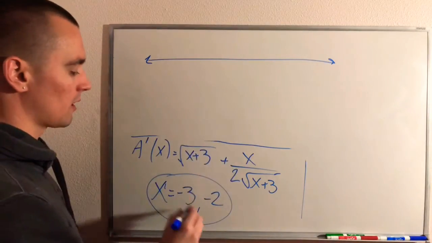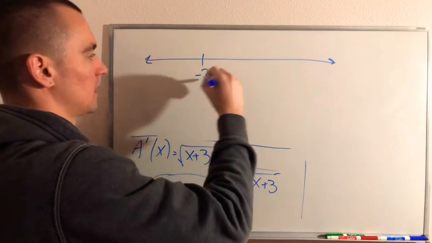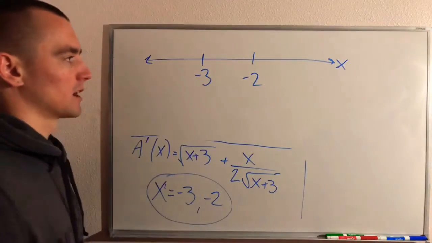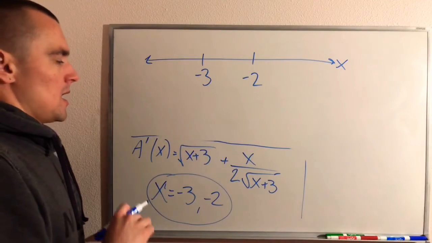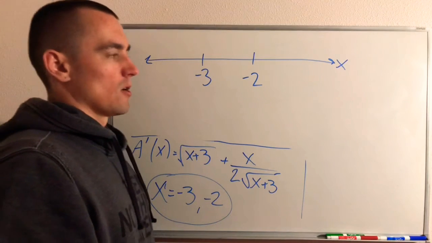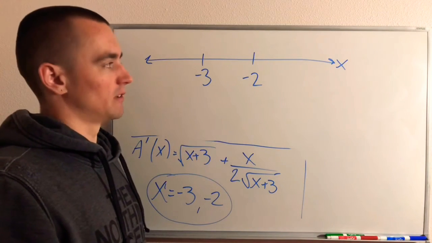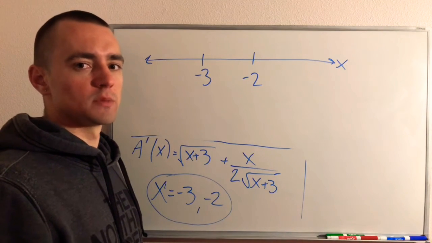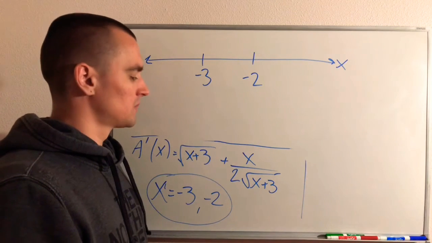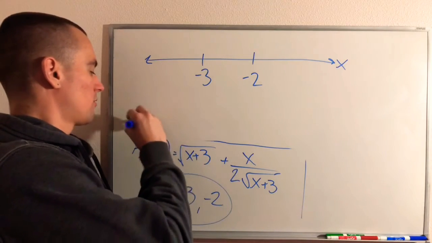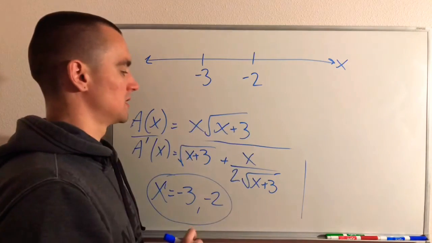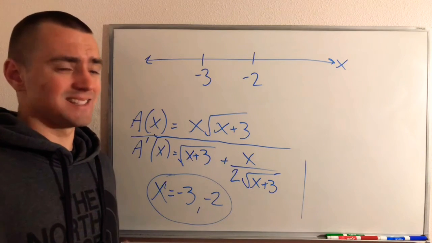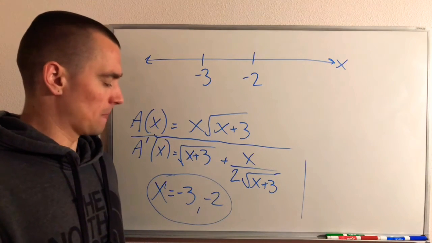We want to put only our critical numbers on the number line, -3 and -2. Remember, these represent all of our x values. However, the other thing we want to think about when we're applying the first derivative test to figure out which of these critical values are local minimums and which are local maximums is, let's think back to our original function, which was x times the square root of x plus 3. And remember, we can't take the square root of a negative number.